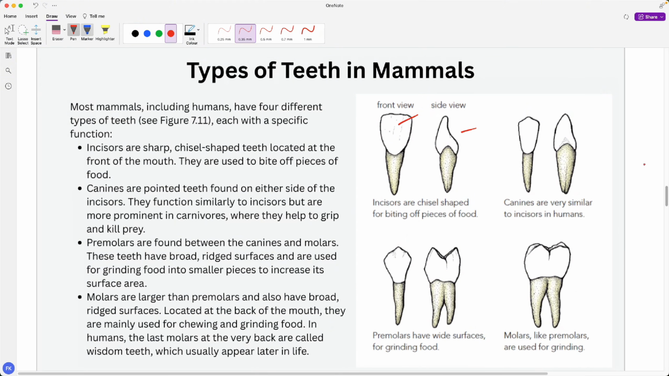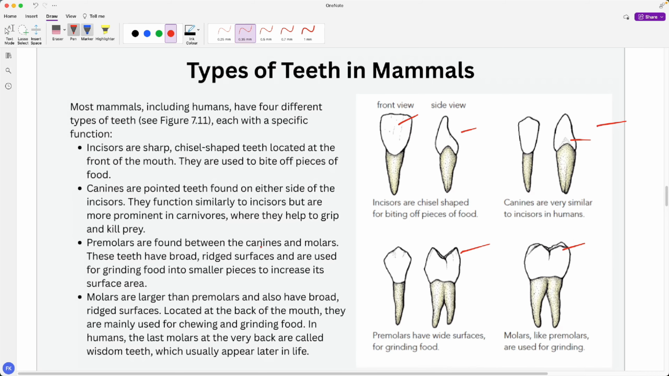Then we have canines. Canines are pointed, right? These are very pointed. Their function is similar to the incisors but more prominent in carnivores, where they help to grip and kill prey, right? In tigers, these canines are very, very important. And we have premolars, right? And interestingly, your sir has a cavity in both premolar and molar teeth, and this is very painful.